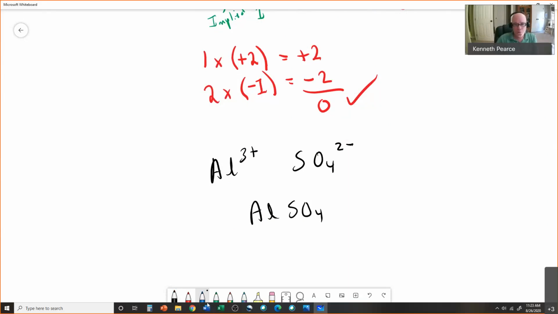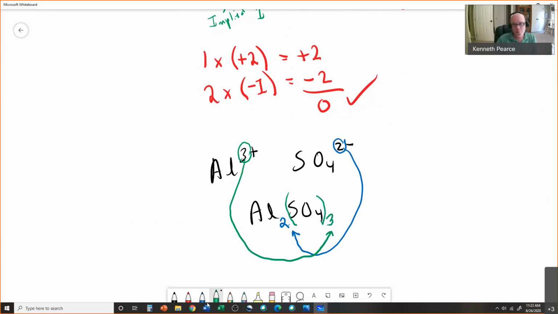And of course, we'll take that 2, cross it over on the aluminum. There it goes. And we'll take 3, and we're going to cross it over on that sulfate, keeping in mind we have to put that sulfate in parentheses, the whole thing, SO4, the whole thing. And that means we have 3 sulfates with 2 aluminums, keeping in mind that 2 minus charge is on the entire polyatomic.